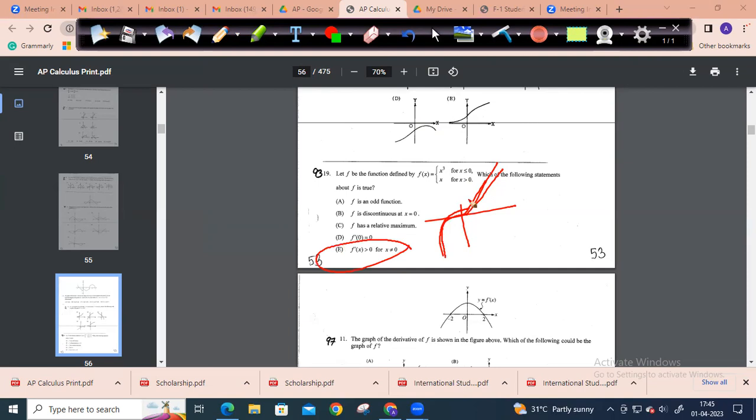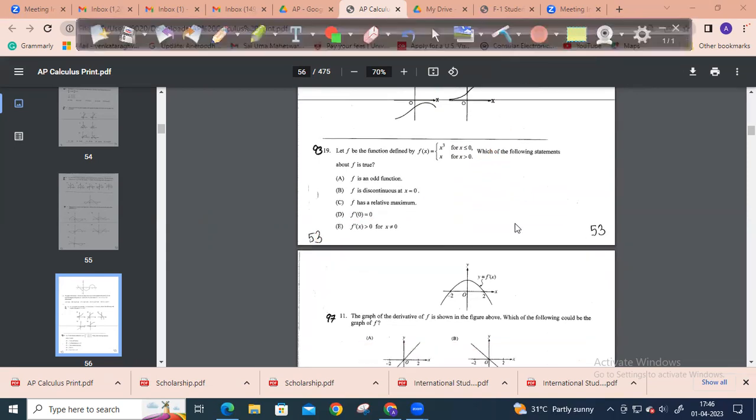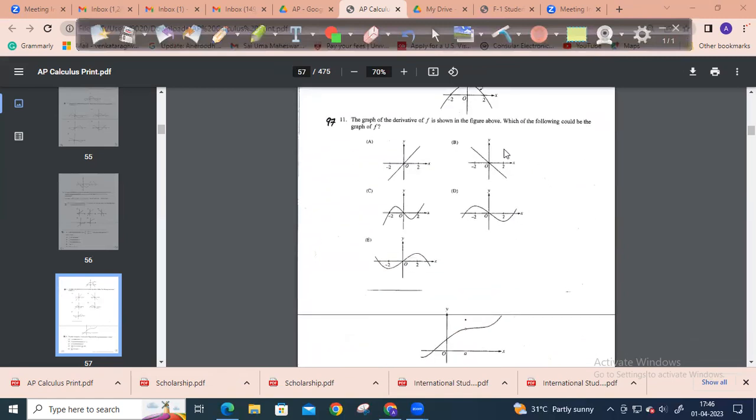So clearly f dash x is greater than 0, except at this point, because it is touching the x-axis at this point. So f dash x should definitely be greater than 0, so the function is always increasing. So E is your wonderful and simple answer for this question. This question is very simple.